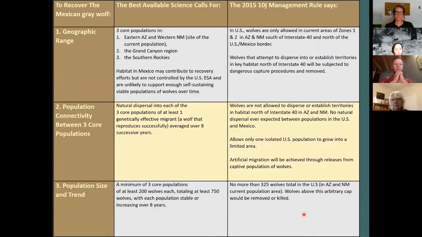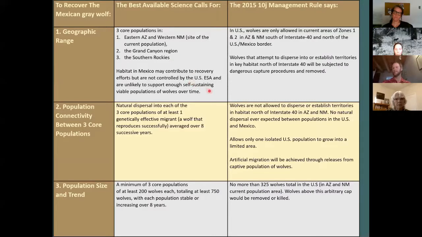This is just to show you some of what the best available science has called for in comparison to the 10J management rule that was finalized in 2015. We know that for the geographic range, here number 1, the best available science has called for at least 3 core populations to establish that redundancy in populations. There should be one where the current area is, which used to be called the Blue Range Wolf Recovery Area in Arizona, New Mexico, as well as the Grand Canyon region and the Southern Rockies.